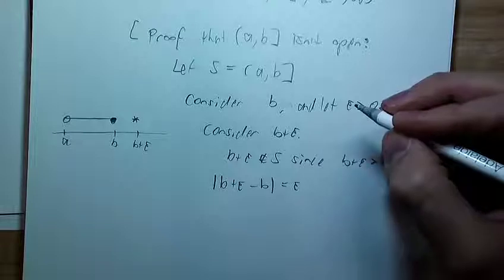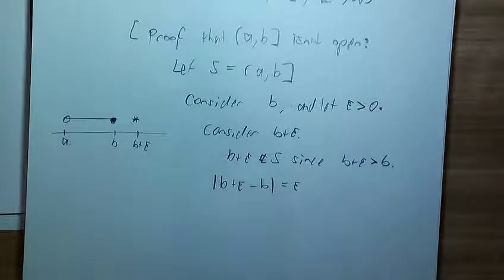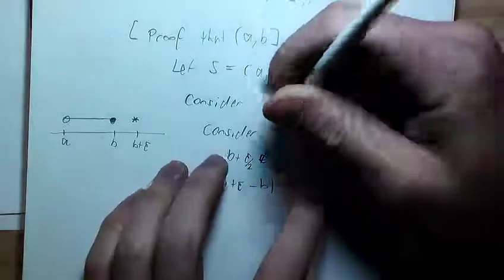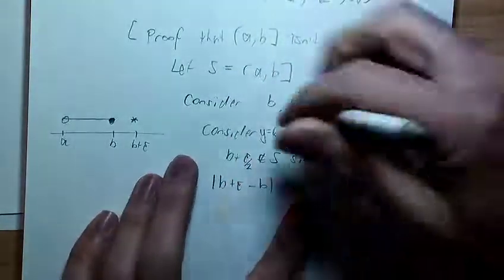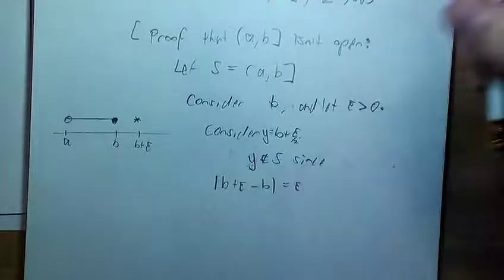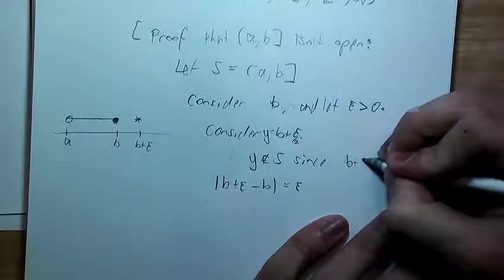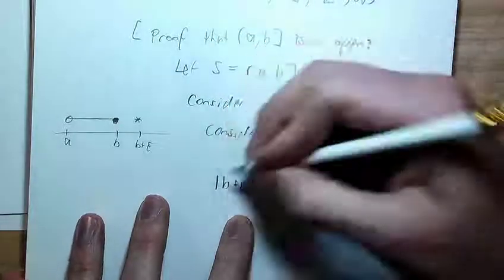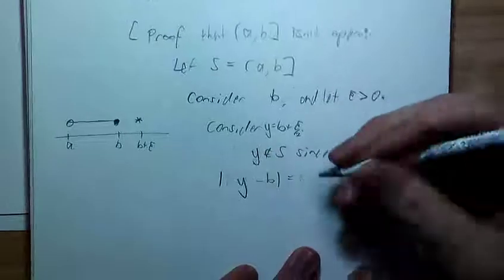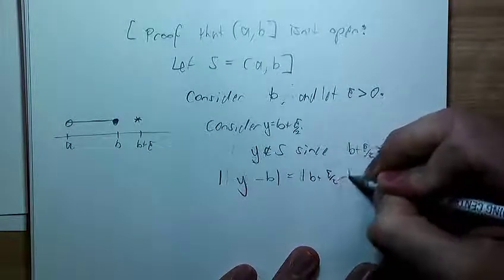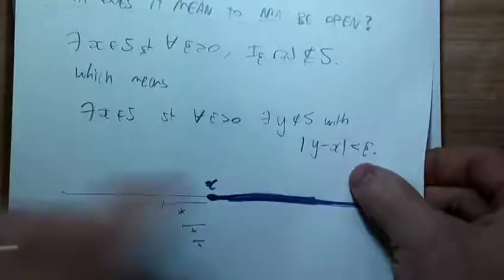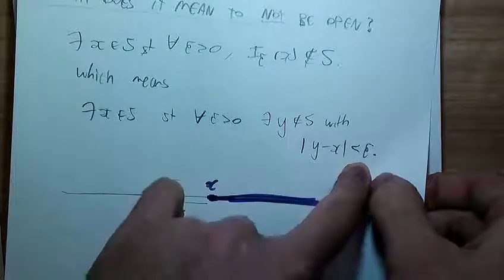Oh, maybe we should do epsilon over 2 then, because we want it to be strictly within epsilon. We should really just give this point a name. Let's call it y. Y is not in S since b plus epsilon over 2 is greater than b, and the distance between y and b is b plus epsilon over 2 minus b, which is epsilon over 2, which is strictly less than epsilon. Because when we went back to our definition, it had to be less than epsilon for this argument to work.